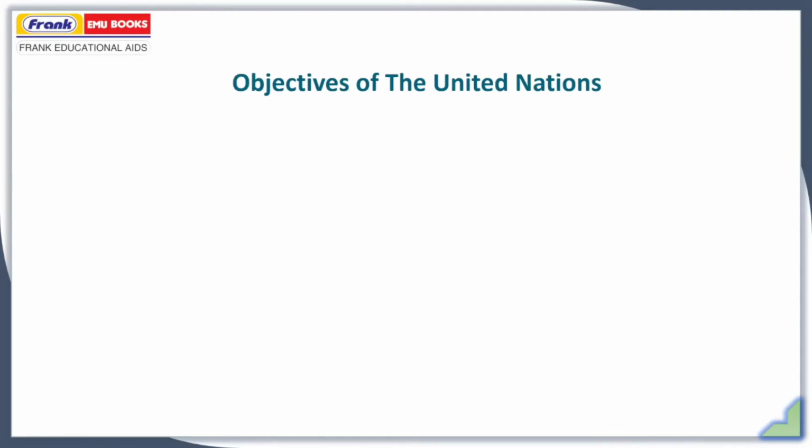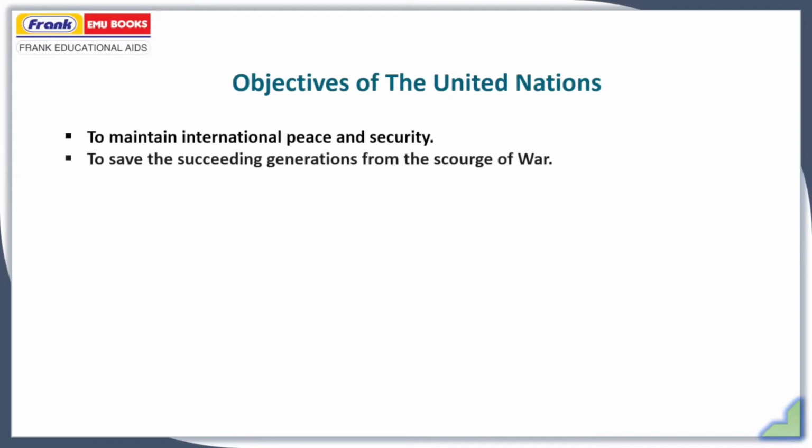First of all, let's learn about the objectives of the United Nations. The main objective is to maintain international peace and security and to save the succeeding generations from the scourge of war. Actually, the United Nations was established after the Second World War. The Second World War was quite devastating.